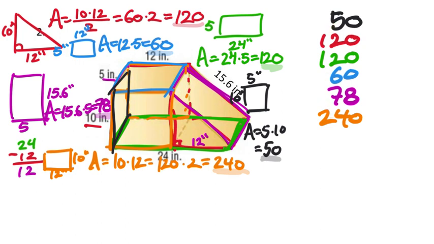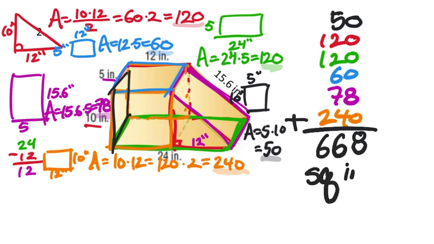So we need to add all these together to figure out the total surface area. And I'll try to do this on my calculator, so I try not to jack it up this time. So 50 plus 120 plus 120 plus 60 plus 78 plus 240. I get 668. But again, this is in square inches on this one.